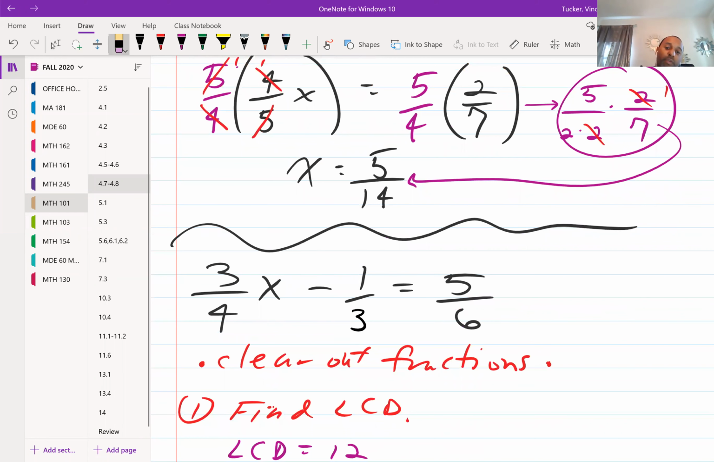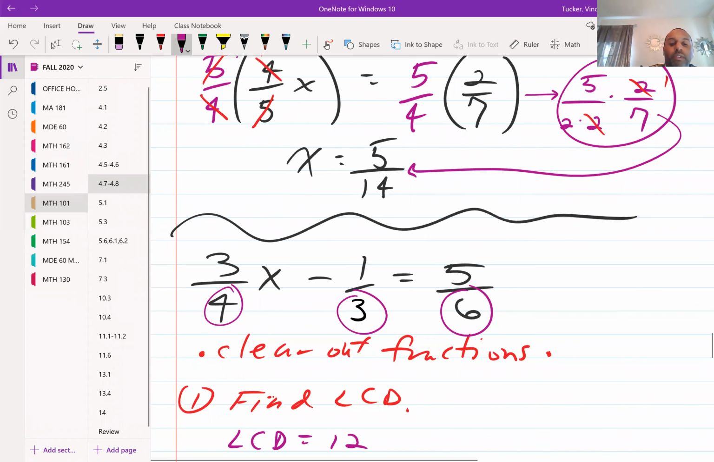Here we have 3/4 x minus 1/3 equal to 5/6. We can do what we call clear out your fractions, in which the first thing you would do is find the LCD of each denominator. We have 4, 3, and 6. The smallest number that they can divide into evenly will be 12.